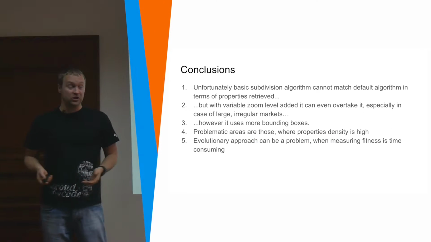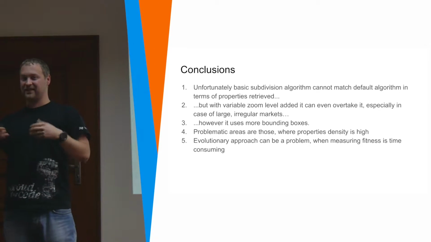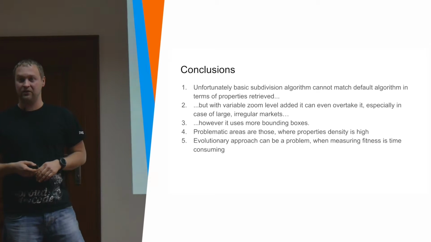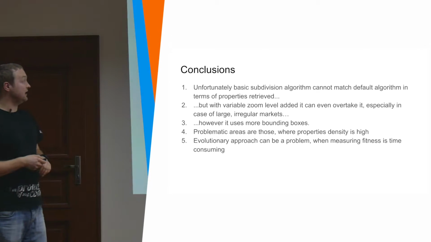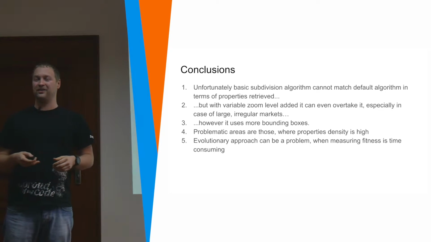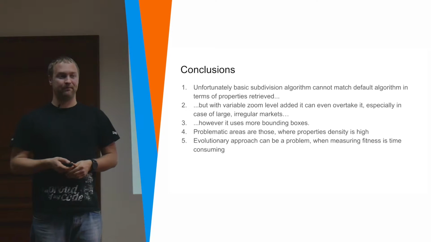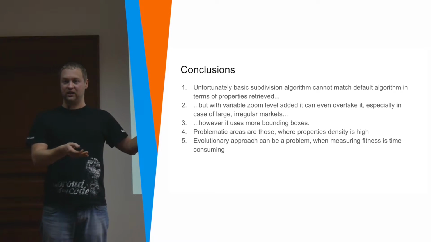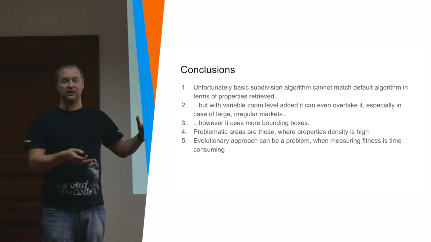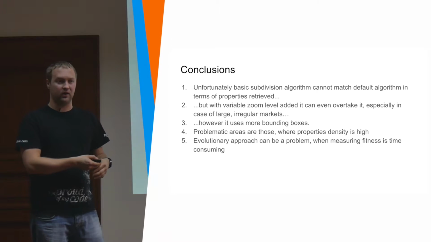So there are a couple of conclusions. Our basic subdivision algorithm does not return as many rental properties as the original one. But when variable zoom level is introduced, we can even scrape more. However, we use more bounding boxes in this case. So the most problematic area for us is the one with high density of rental properties. Over there, we suck with our algorithm.